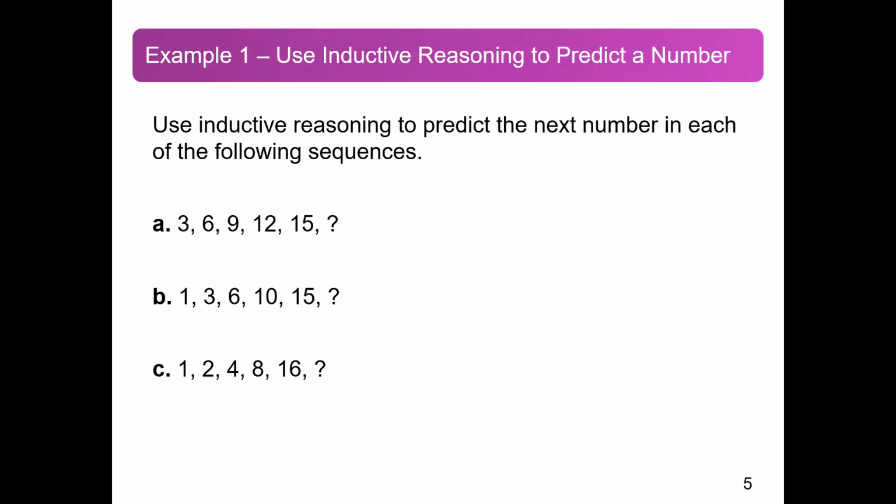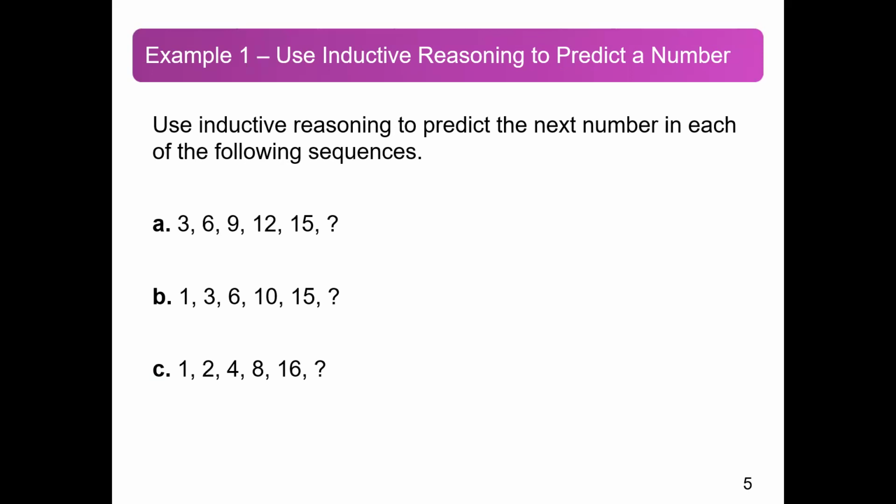So, for example, use inductive reasoning to predict the next number in each of the following sequences. For example, letter A, 3, 6, 9, 12, 15. So this is just a very specific number of numbers. You don't really see all numbers involved in this sequence. However, from this specific number of examples, you can make a prediction or a conclusion that the next number is also 3 steps or plus 3 from the previous number. For letter A, I believe the answer here is 18.